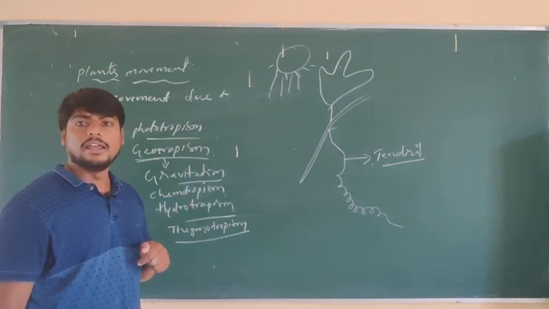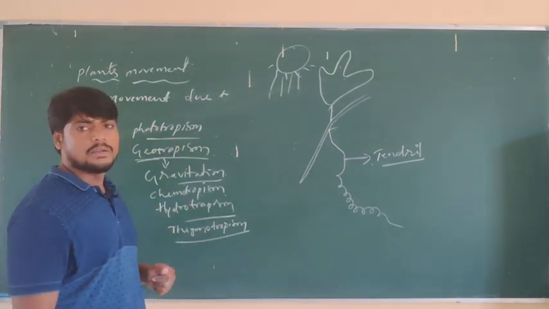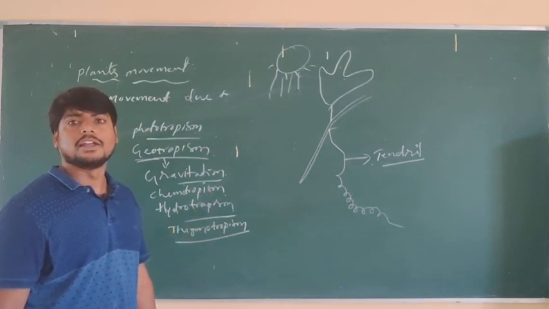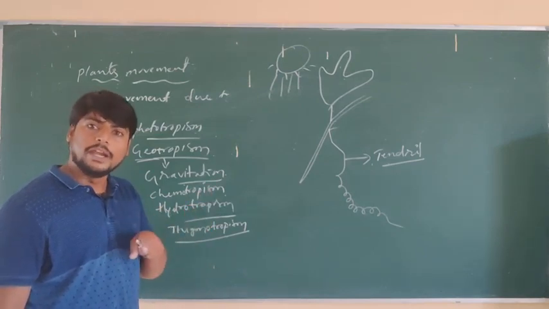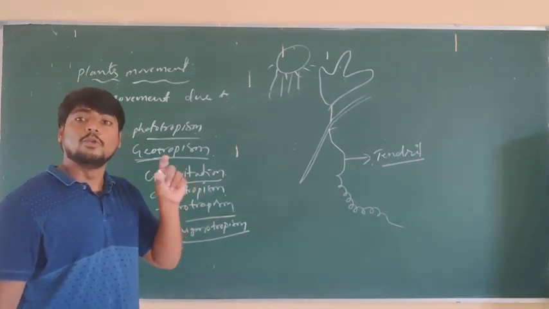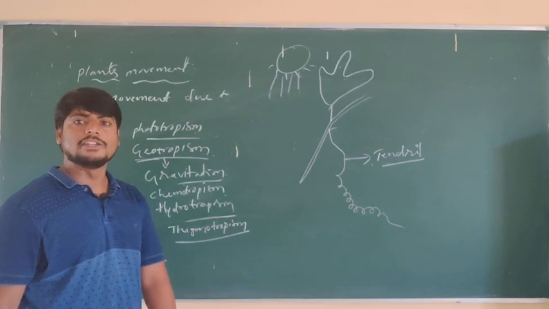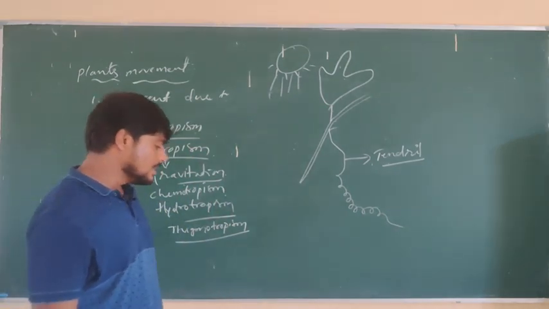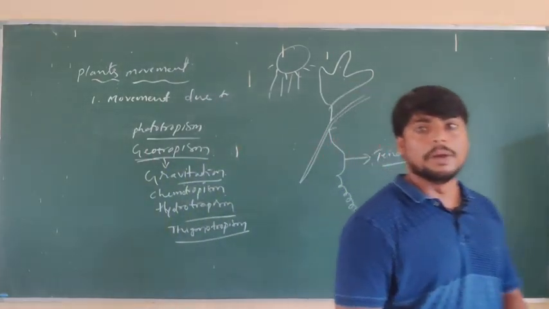And another one is called nastic movement. These are the two types of movements shown by plants. One is movement that is shown without growth, and the other is movement shown by growth. These two types of movements are shown by the plants. That is the plant movements we have seen.